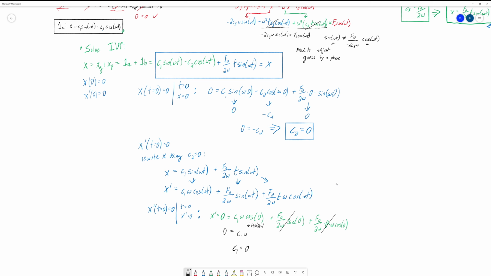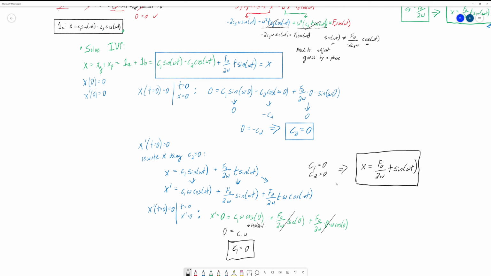And what this tells you then is that your final solution to this, kind of frustratingly, because we wasted some time, is that c1 equals 0, c2 equals 0, and that means then that your solution is just x equals f naught over 2 omega times t times sine of omega t, and that is your final solution.